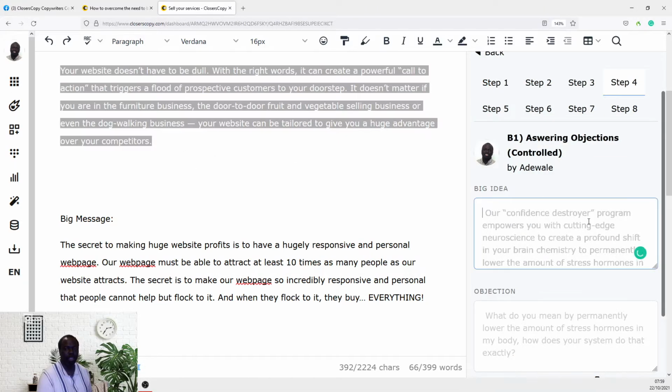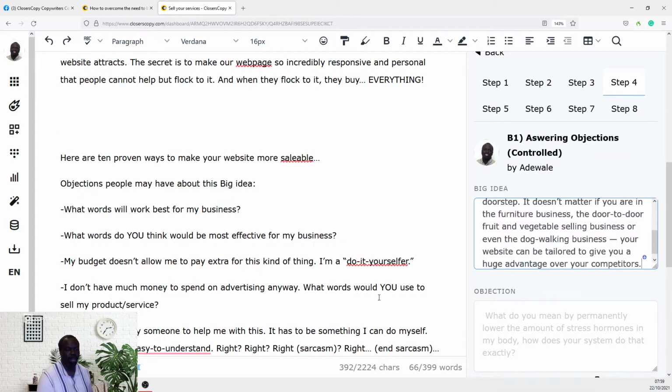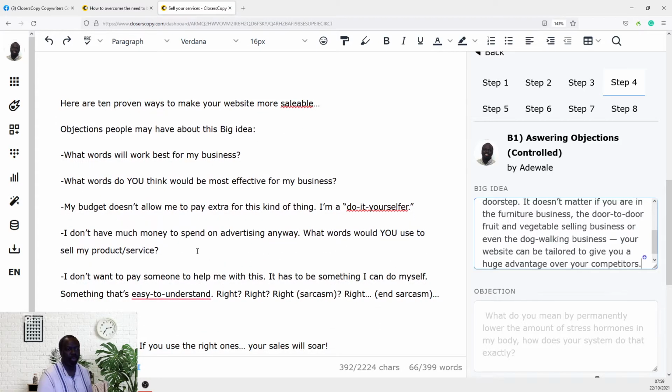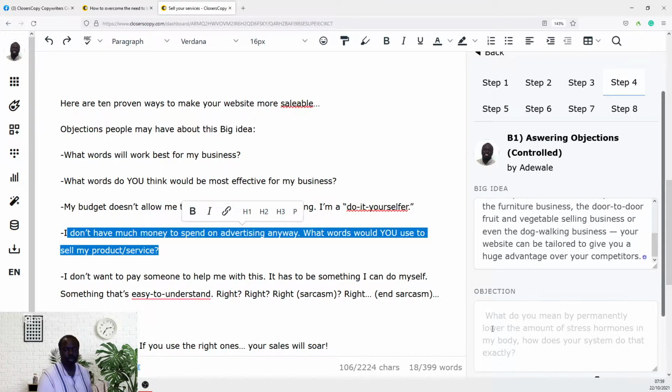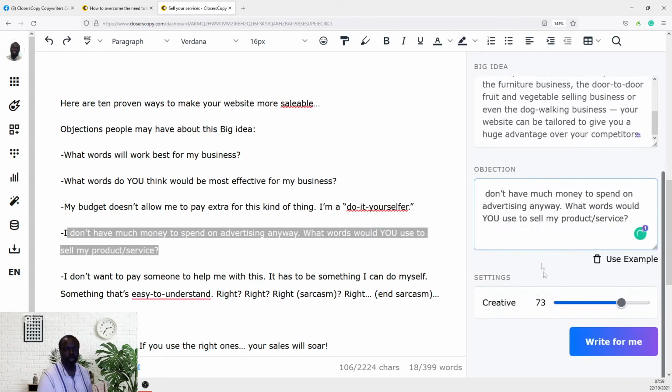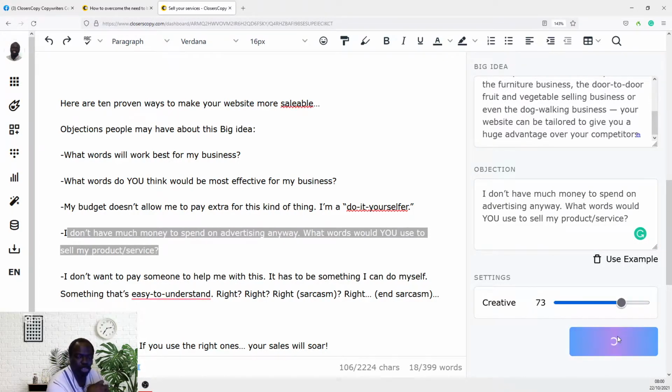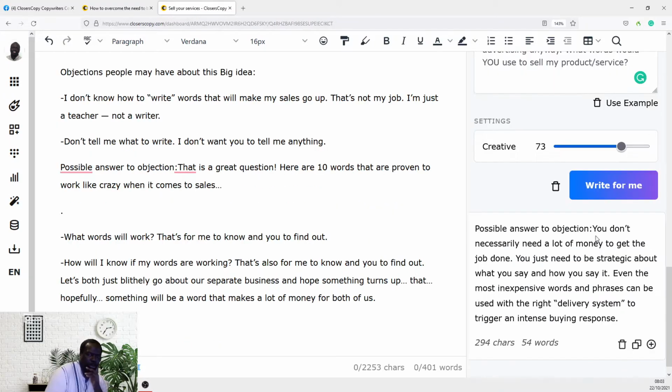We copy the big idea. We copy any objection. And so what it would do is write an answer for that objection, which can be something you then plug into an email. You don't necessarily need a lot of money to get the job done.